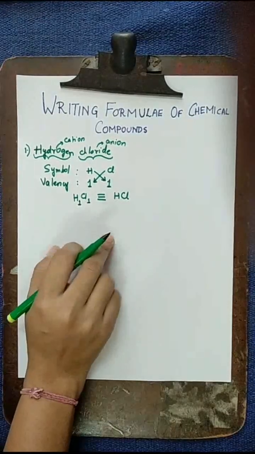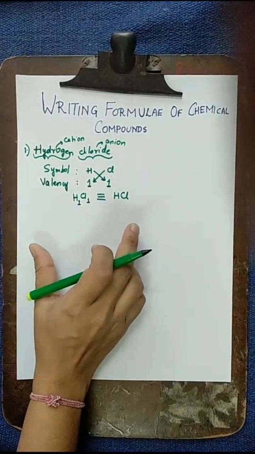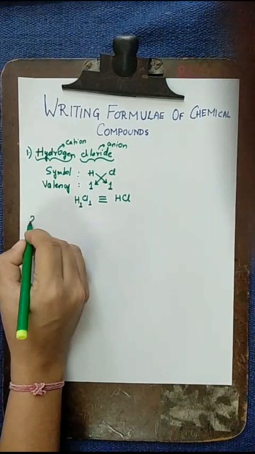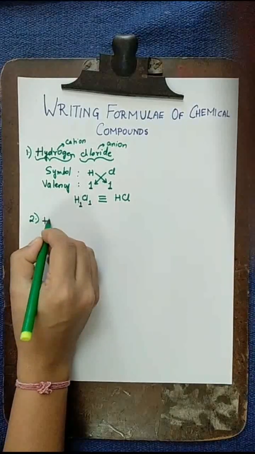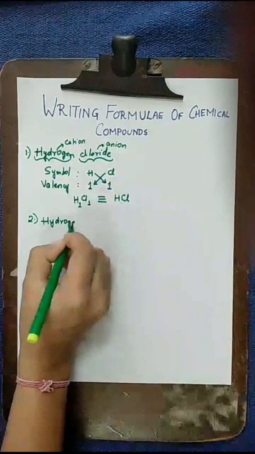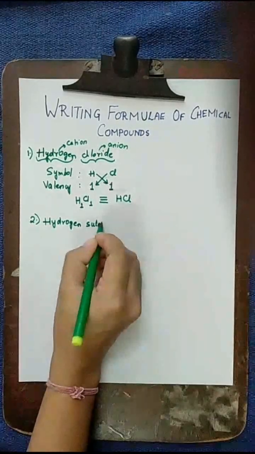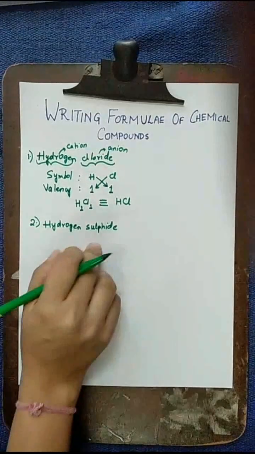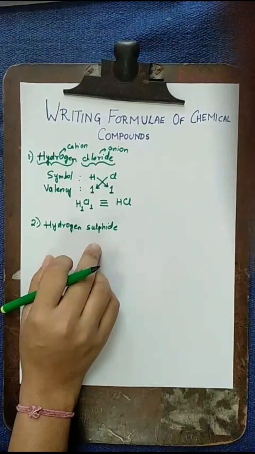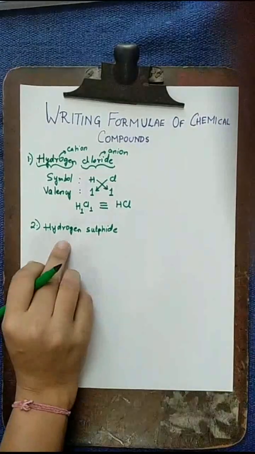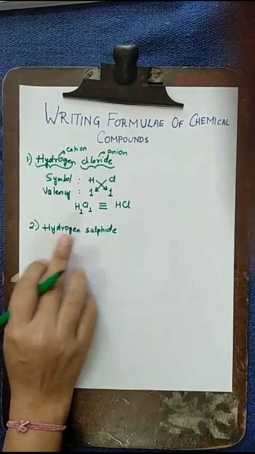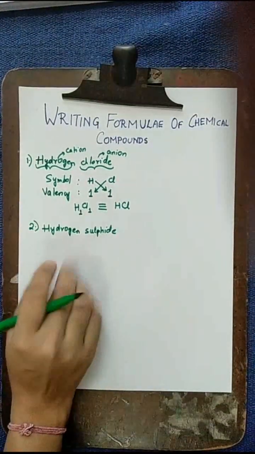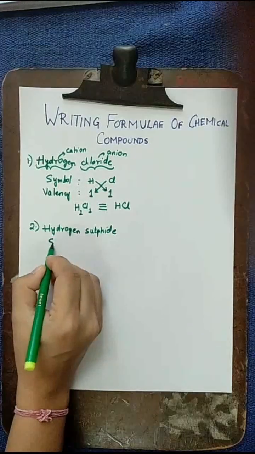Let us move forward and take a compound in which we have valency 2, 3 or 4 involved. So the second example would be hydrogen sulfide. Now you guess, among hydrogen sulfide, which one is the cation and which is the anion. Yes, you are right. Here hydrogen is the cation, sulfide is the anion. Hydrogen has a valency of 1, sulfide 2. So you yourself can work out.